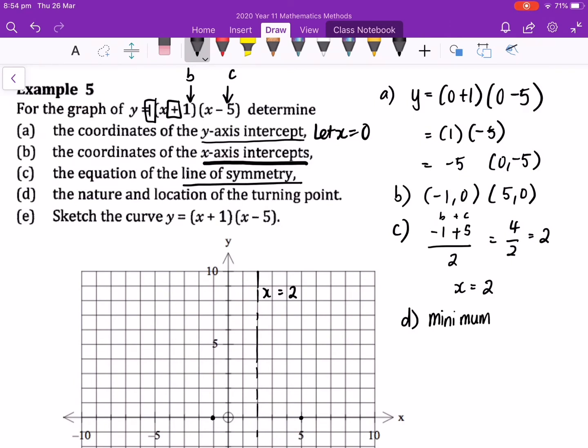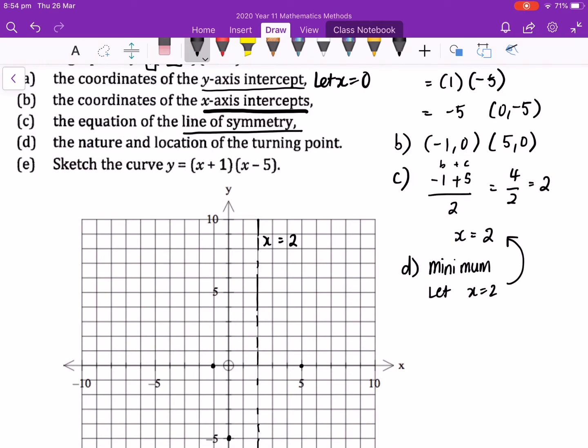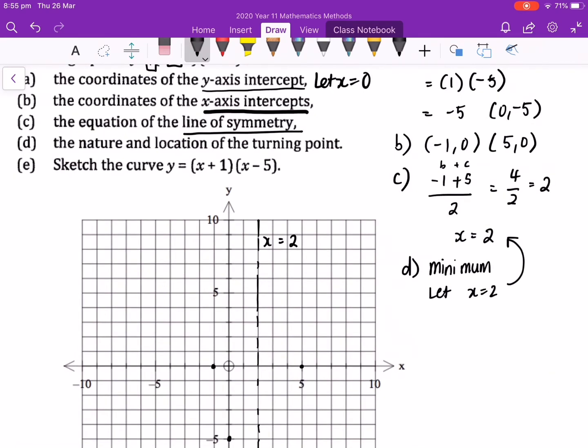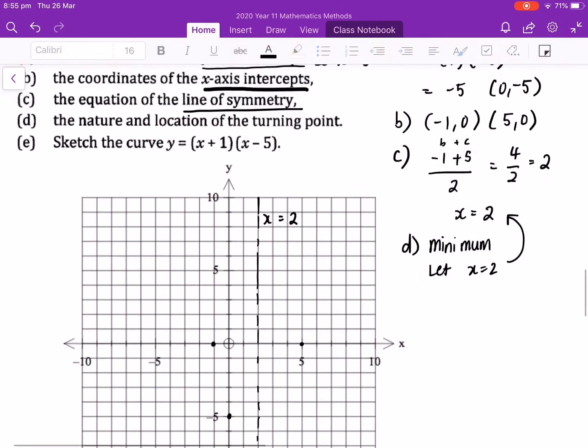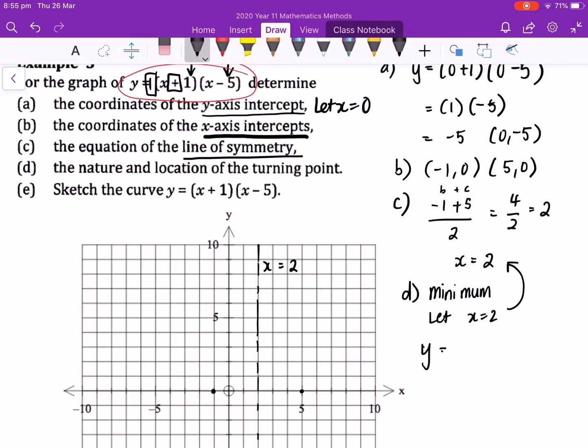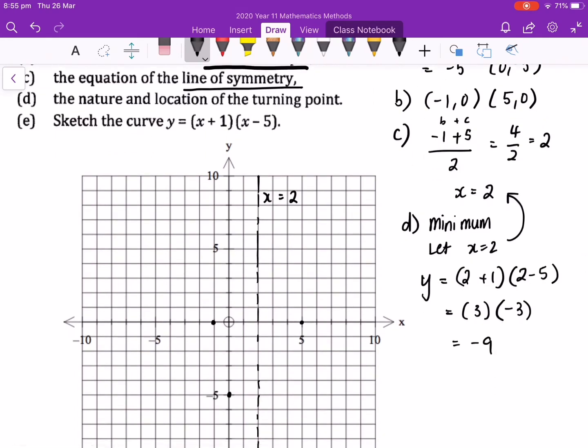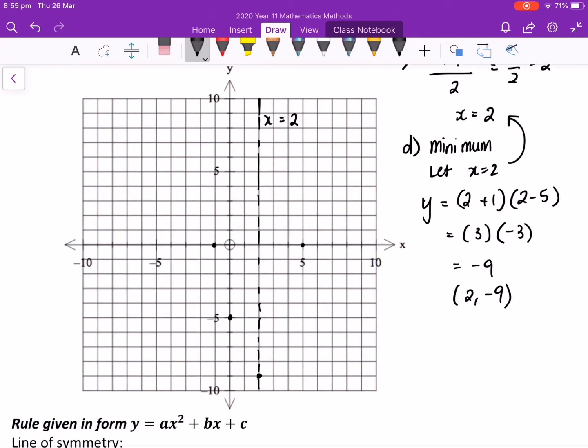And let's find our turning point. So our turning point, okay, I'm going to let x equal 2 because remember, like I mentioned, the turning point is going to always lie on the axis of symmetry. So I'm going to find out what my coordinate is for when x equals 2. So I'm going to substitute x equals 2 into my regular rule here. I'm going to substitute that in. So I'm going to go y is equal to 2 plus 1, 2 take 5. All right, so I'm going to have 3 and minus 3, which is equal to minus 9. So it's telling me that the turning point is going to be at 2, minus 9. So let's do that. So 2, minus 9, that point there.